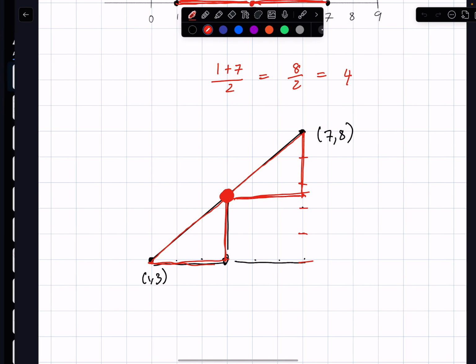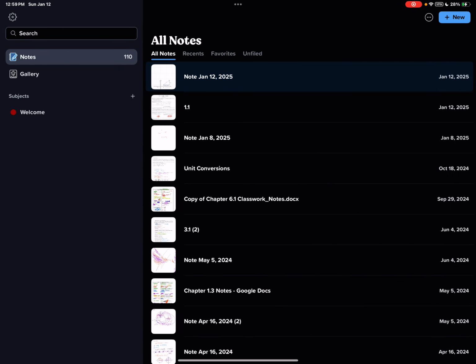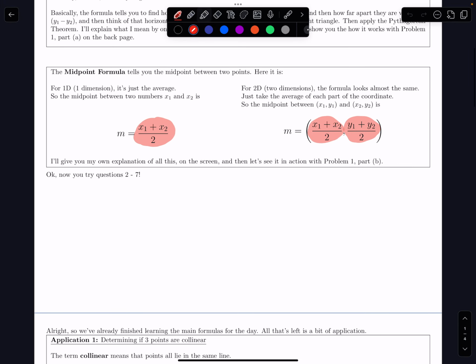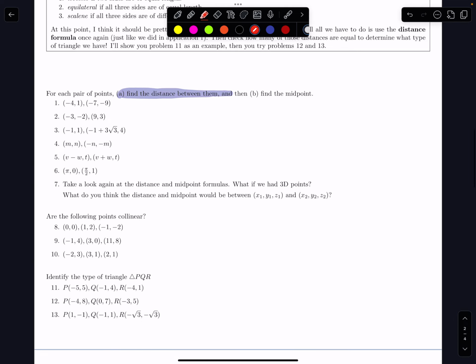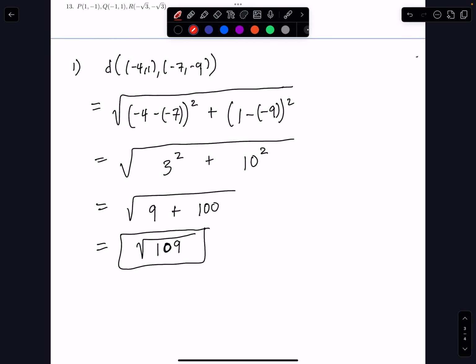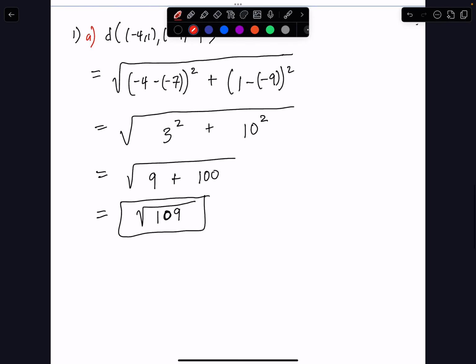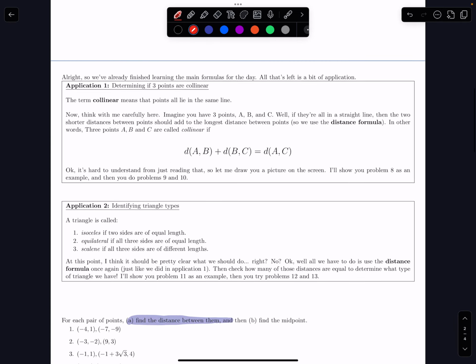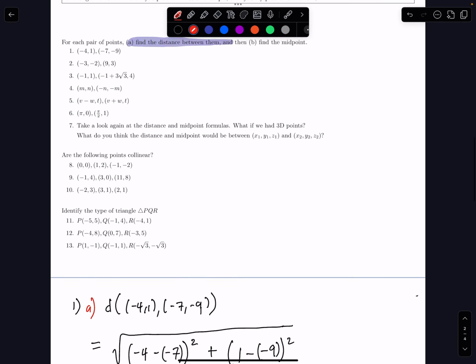Now let's see it in action. We've learned the two main things for today already. And right here, our instructions said we should try problem 1, part B. In the last video, we did problem 1, part A. So now we're going to move on to problem 1, part B. Part A was what I did last time. In part B, I'm looking for the midpoint. What's my notation here? Yeah, M. M for midpoint.